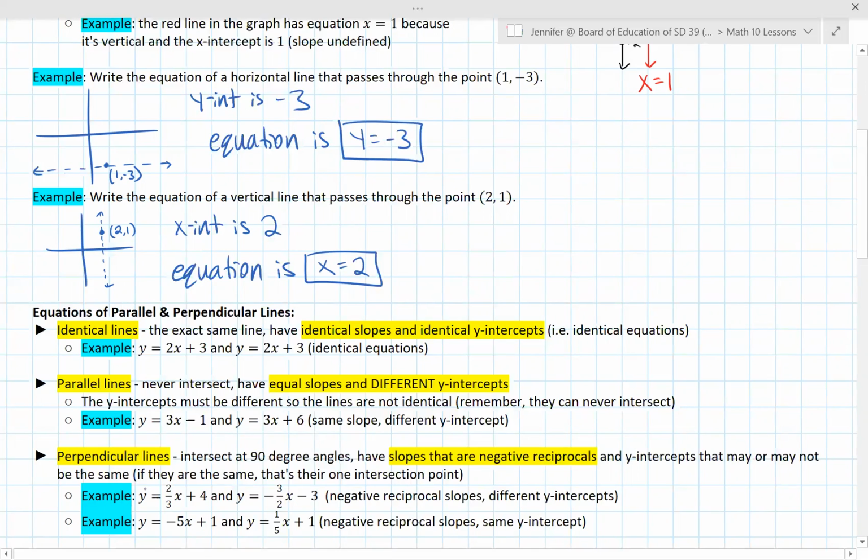So for this first example, looking at the equations, we know that these represent perpendicular lines because the slopes are negative reciprocals of each other. You don't even actually have to look at the y-intercept because it doesn't matter if they're the same or different. In this case, they're different. And then in the second example, again, we know they're perpendicular lines because the slopes are negative reciprocals of each other, and it just so happens that the y-intercepts are also the same.